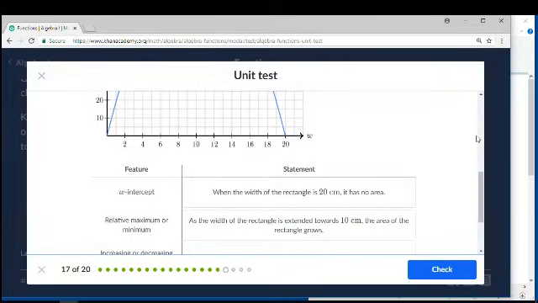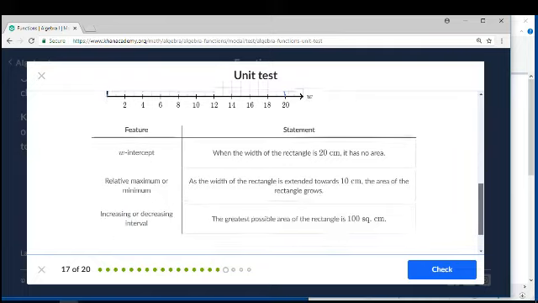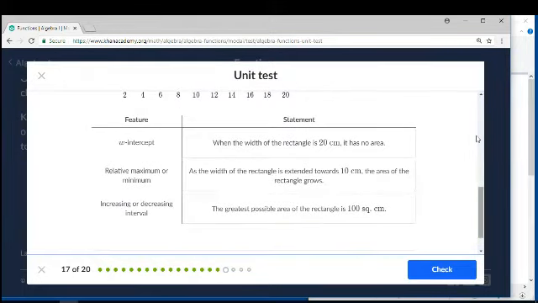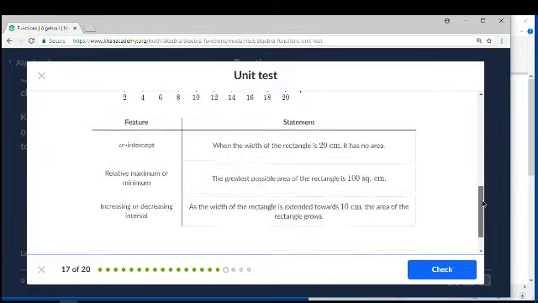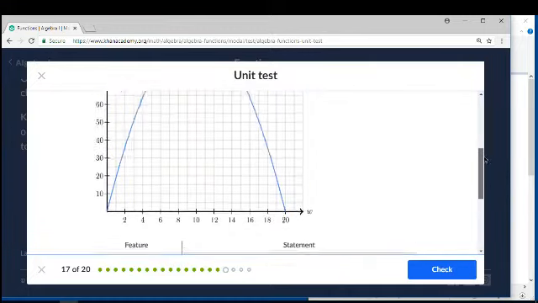That is true. Relative maximum or minimum, as the rectangle is extended towards 10 centimeters, so that doesn't work. But the greatest possible area, the greatest, that means maximum. Let's see if I can manipulate this here. Right here, and increasing as the width of the rectangle is extended towards 10 centimeters, the area grows. Area grows means increasing. So this question really requires you to understand the vocabulary associated with these terms that we have.